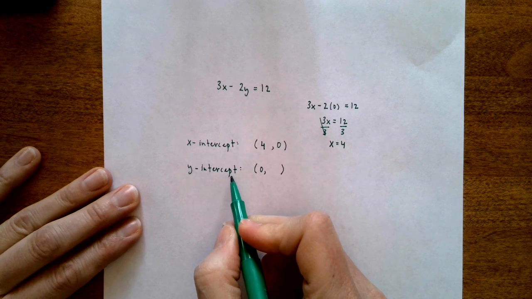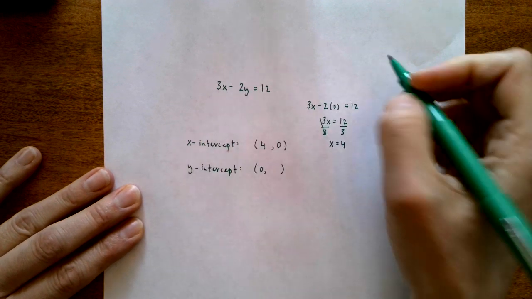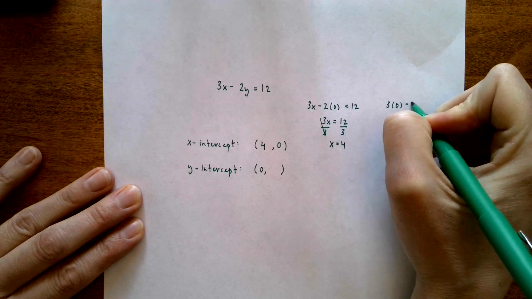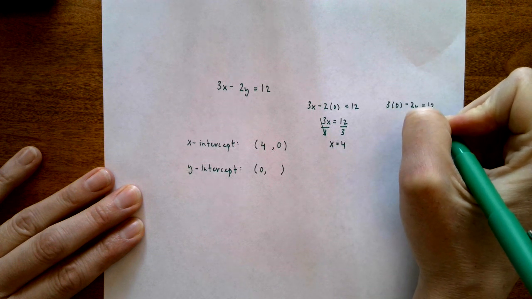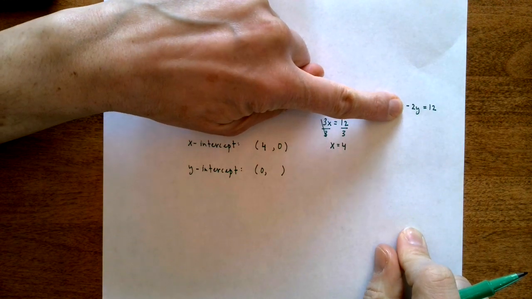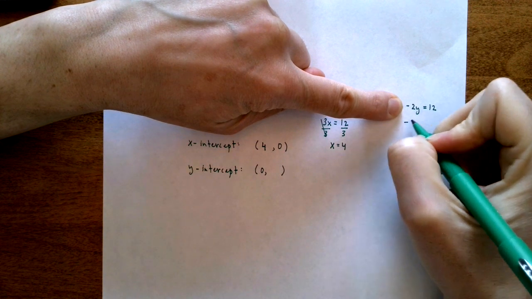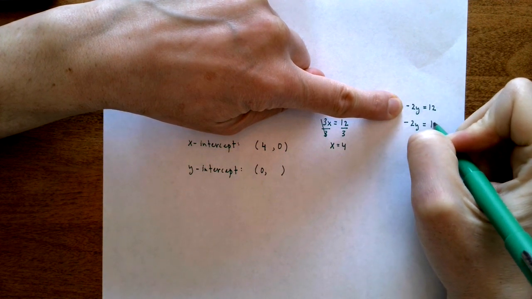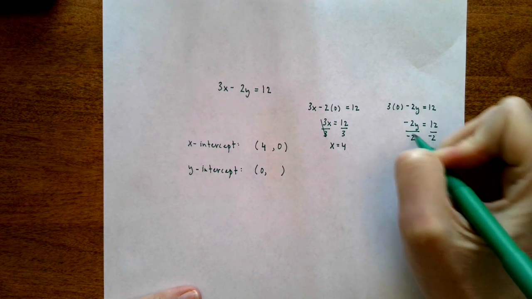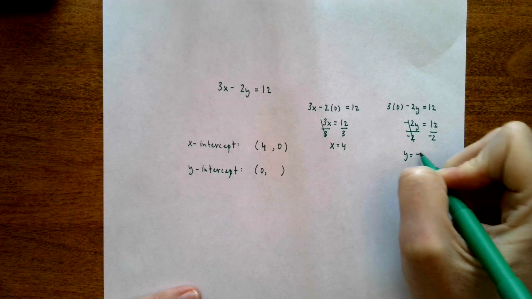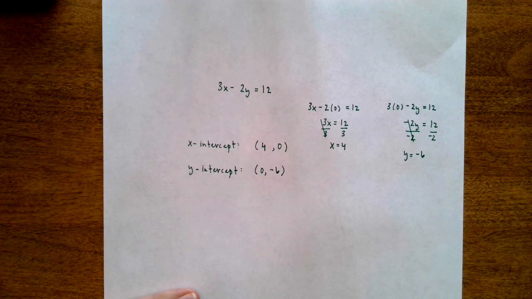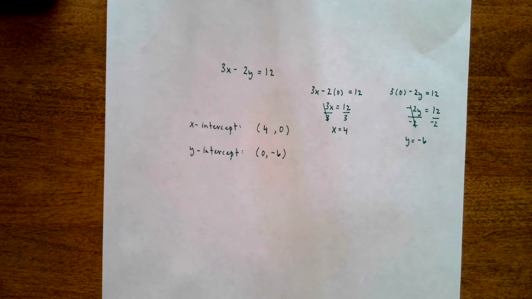Now, for the y-intercept, again, we said that's where x is 0. So now I'm going to plug in 0 for x and copy the rest of the equation. Now, 3 times 0 is just 0, so really this goes away, and all I have left is negative 2y equals 12. Now, when I solve this, I divide by negative 2, and I get y equals negative 6. So my y-intercept is (0, negative 6). So that's how you can always solve.